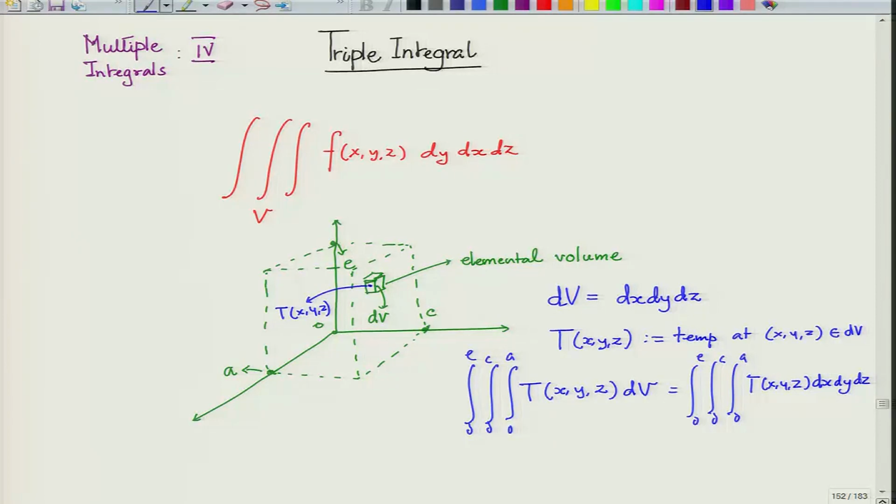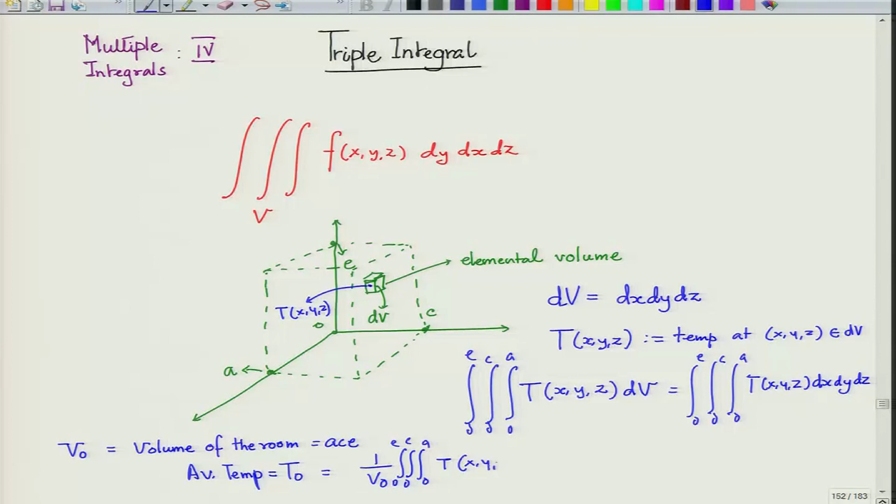So if I know that the total volume of that zone is V naught, then suppose this rectangular region has A into C into E. So V naught is the volume of that rectangular region, the volume of the room, which is length, breadth into height, A C E. So T naught, the average temperature, is equal to 1 by V naught into the integral from 0 to A, 0 to C, 0 to E of T(x,y,z) dx dy dz.